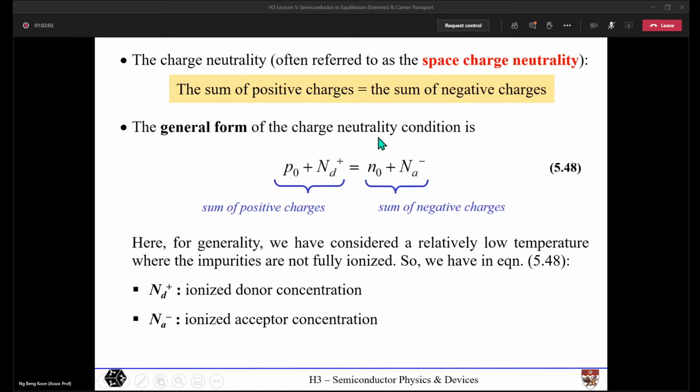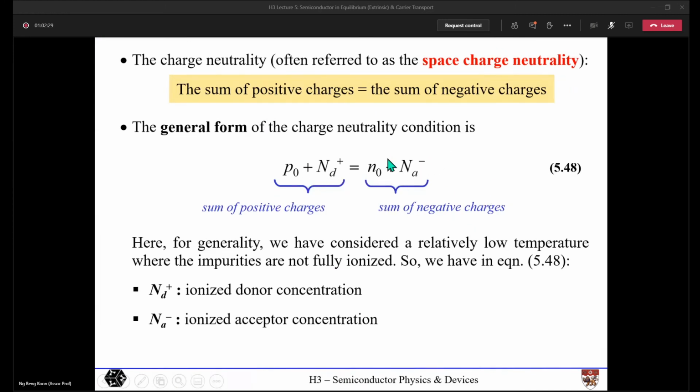So if you have both types of doping, then your charge neutrality equation becomes p0, which is the positive charge, the holes, plus the ionized donor dopants. Remember, for dopants like the phosphorus atom, when it gives off the electron, the donor atom becomes a positive charge. So this will contribute to all the positive charge that you see in the semiconductor. That's why it's added to p0.